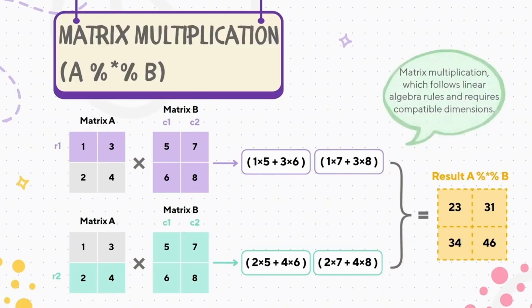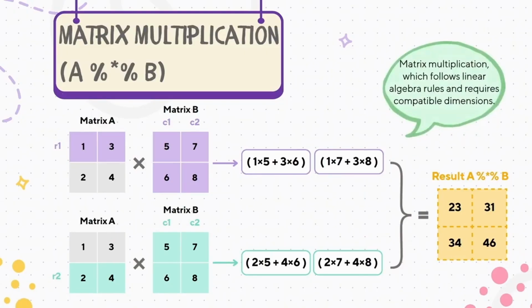Now do keep in mind that matrix multiplication is different from A times B, that is A * B. Matrix multiplication actually follows linear algebra rules and requires compatible dimensions. That is, the number of columns of the first matrix, in this case matrix A, should be equal to the number of rows of the second matrix. So if it has 2 columns, it should have 2 rows. Only then will matrix multiplication be possible. And another point is that in matrix multiplication, A times B is not equal to B times A.